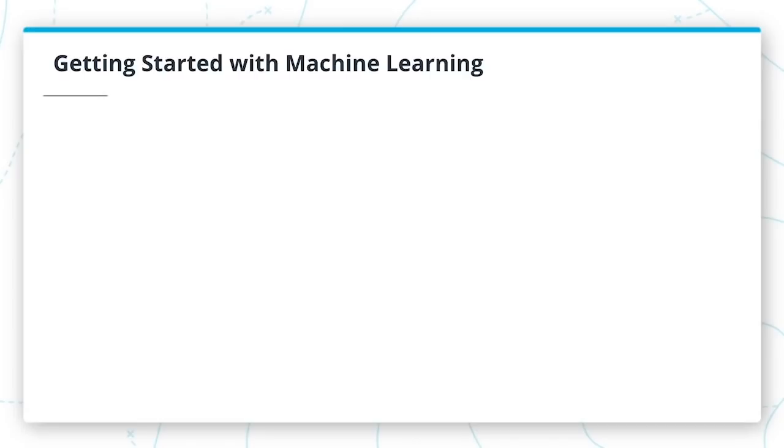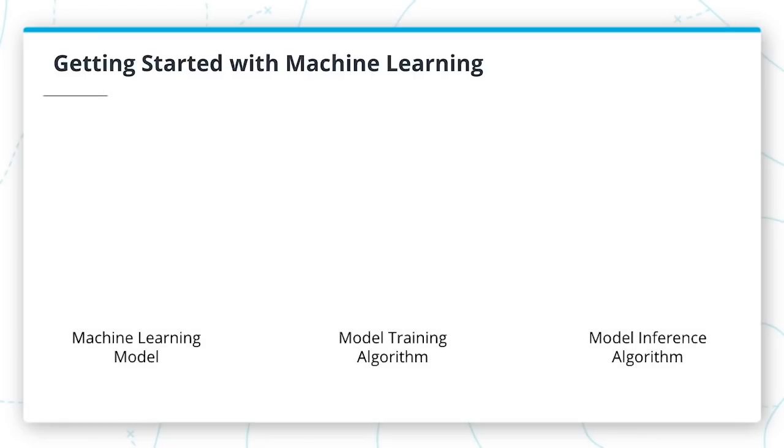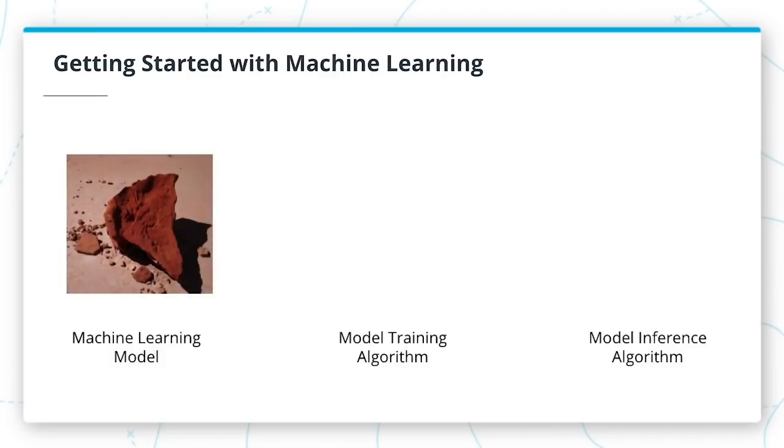Nearly all tasks solved with machine learning involve three primary components: the machine learning model, the model training algorithm, and the model inference algorithm. These three parts are like the different stages of crafting a teapot from a lump of clay.